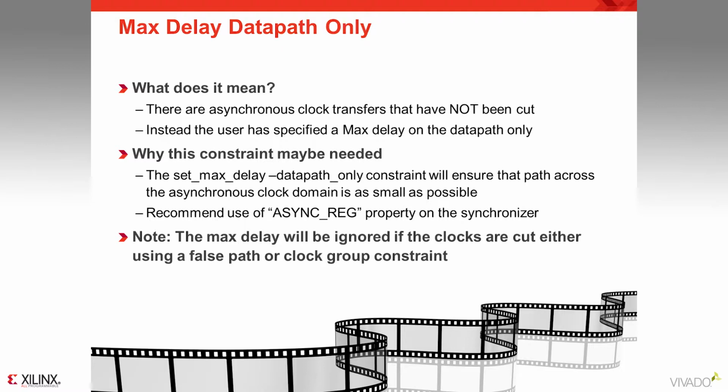The set max delay data path only constraint ensures that the data paths across asynchronous clock domains are as small as possible. The async reg property on the synchronizer will ensure that the two flops of the synchronizer are placed in the same slice. Please note that the set clock group or set false path constraint has a higher priority than the set max delay data path only constraint. This means that if there are set clock groups or set false path constraints applied, then the set max delay data path only constraint will be ignored.